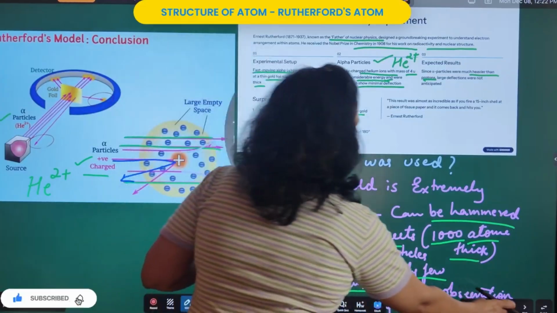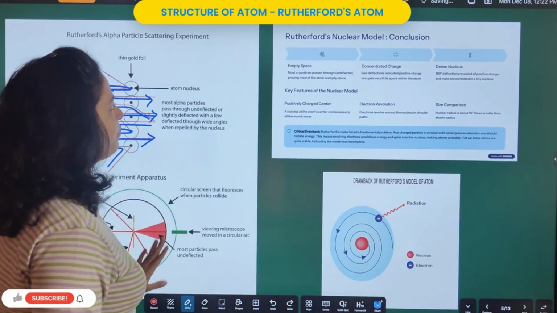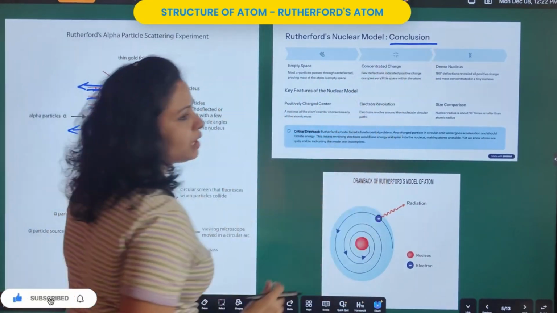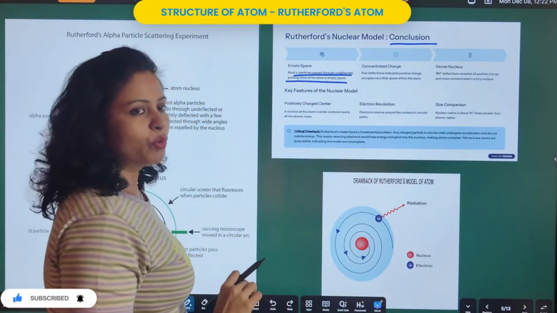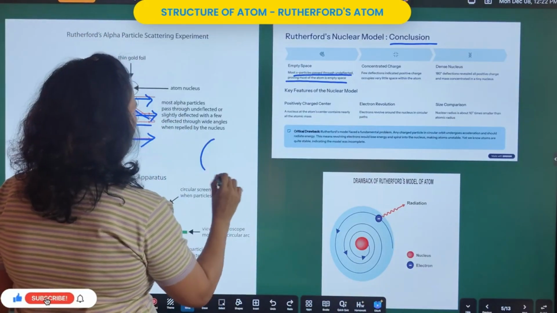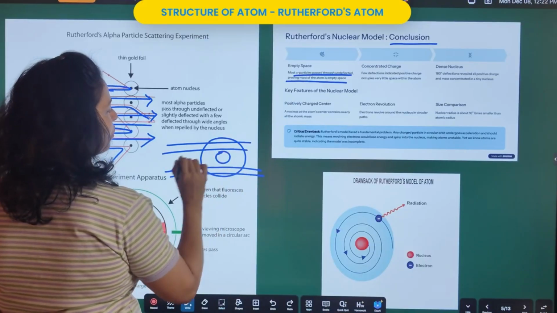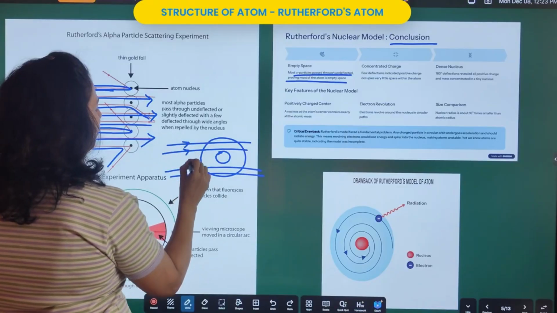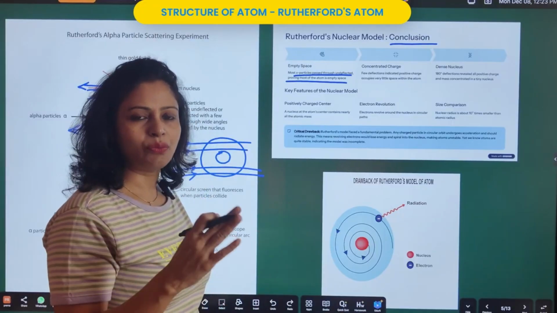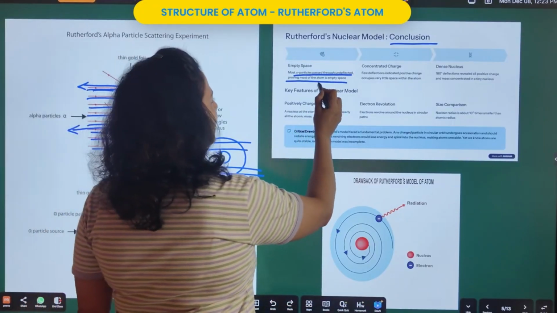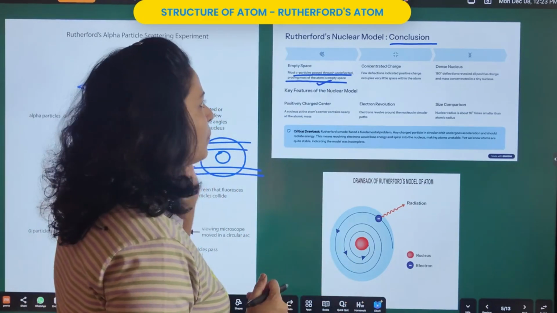Now what was the result? What was the conclusion he drew from this experiment? The conclusion of his experiment was that most of the alpha particles passed through undeflected. This is the central core of the gold atom, and most of the particles are just going straight. If most of the alpha particles pass straight without any obstruction, that means we can say that atoms are empty. Most of the atom space is empty space. That was one conclusion.